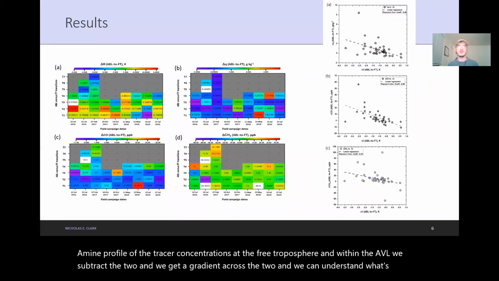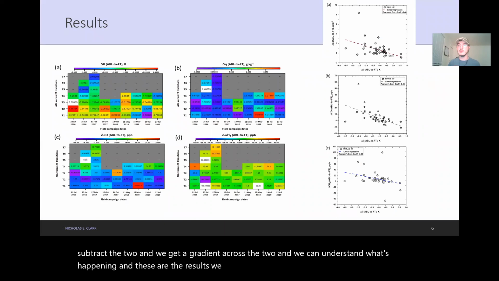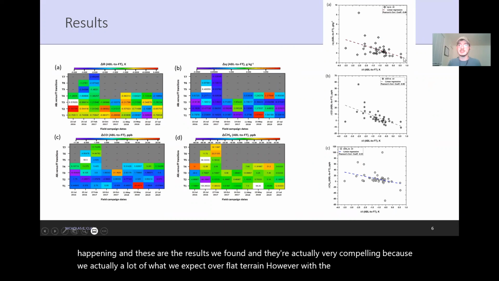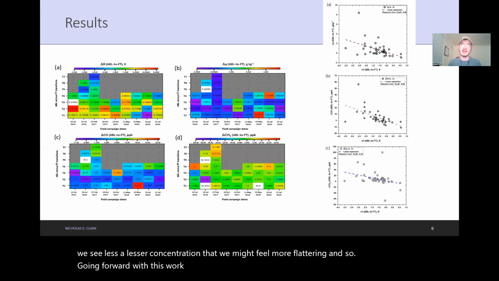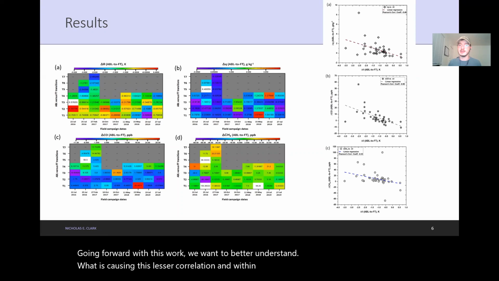These are the results we found, and they're actually very compelling because we see a lot of what we expect over flat terrain. However, with a caveat, and that is that we see a lesser concentration than we might see over flat terrain. Going forward with this work, we want to better understand what is causing this lesser correlation within these complex terrains, and how we can better understand those mechanisms.